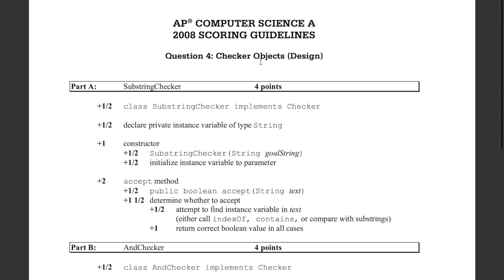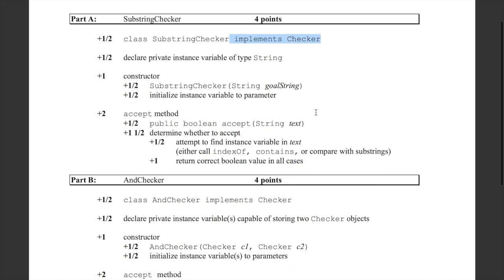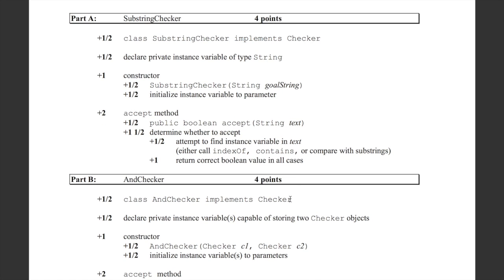Okay, so now we're going to go through the rubric for this. The important things that you need to have to get all 9 points on this question are, first, you need to make sure you're implementing Checker on both of these, because you're making things that implement the interface Checker, so you need to have those there. Next, you need to make sure you have instance data, because you are declaring a class, and it needs to be private, because that's the convention for Java.